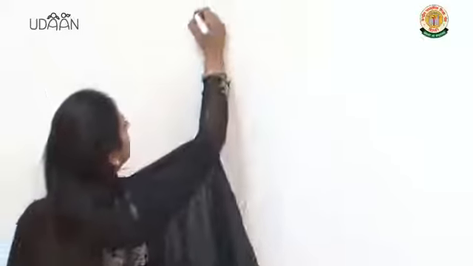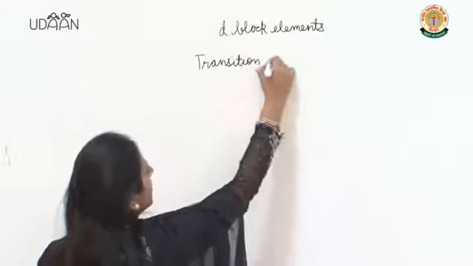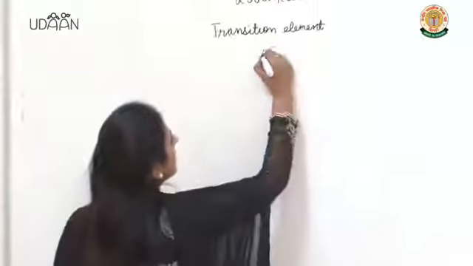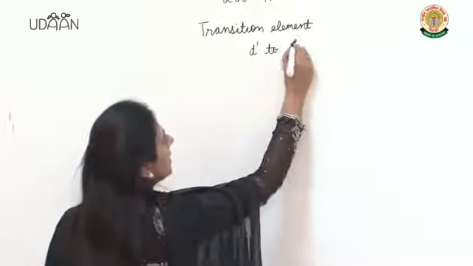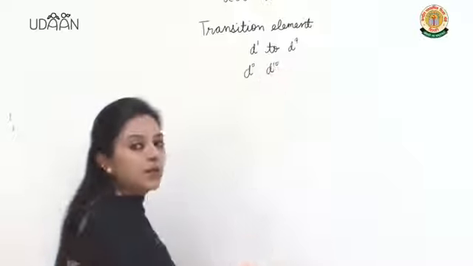Now how do we define a transition element? Any element which has incompletely filled d orbitals in its ground state or in one of the most common oxidation states is known as a transition element. That means the configuration should be from d1 to d9. If the configuration is d0 or d10, we can't say that it is a transition element.